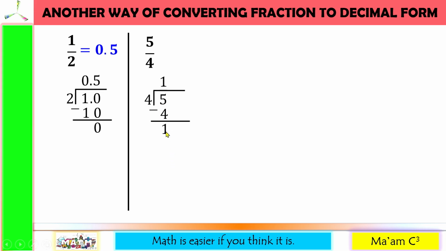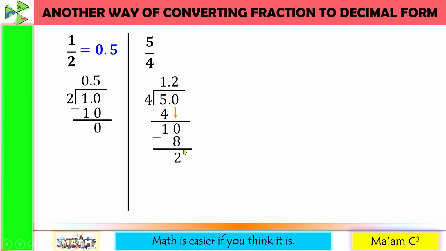Now, we cannot divide 1 by 4. So, we're going to add 0.0. Again, 5 is just equal to 5.0. Then, let's bring down this 0 here. So, now we have 10. 10 divided by 4 is equal to 2. Oops, don't forget the decimal point. Let's put it here. Then 2 times 4 is equal to 8. Let us subtract this. 10 minus 8 is equal to 2.